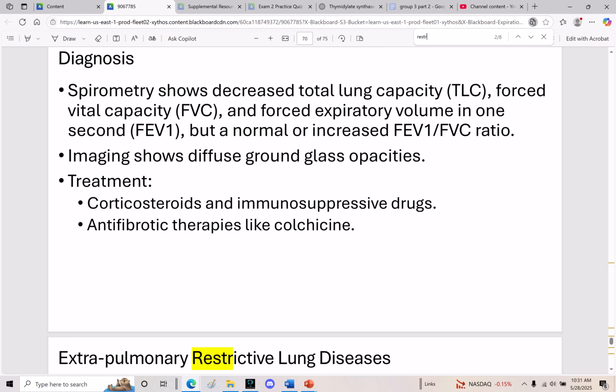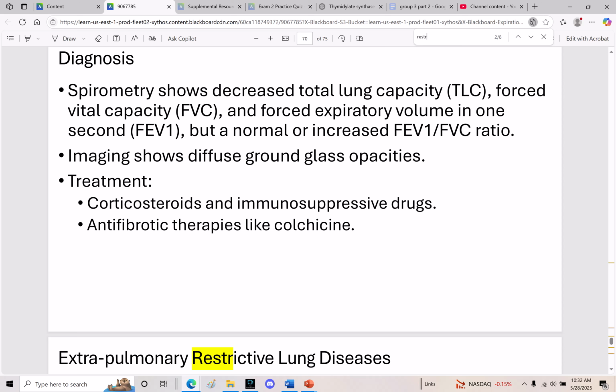Forced expiratory volume in 1 second is going to be normal. So remember, because this person has no problem breathing out, their problem is breathing in. So the ratio between the FEV1 and the FVC is going to be either normal, or most of the time it's going to be normal or slightly increased, okay? Why? Because the amount of air in the lungs is not that much to start with.